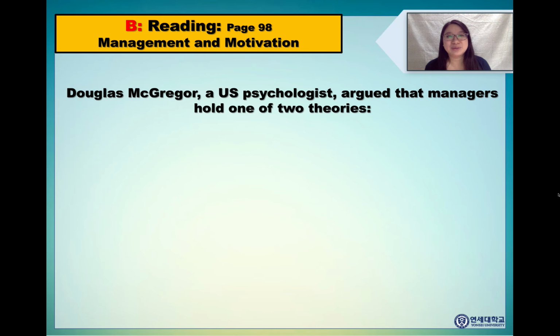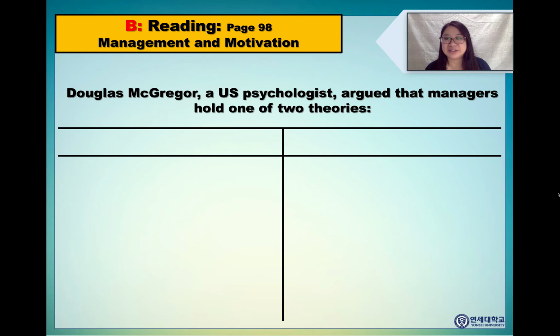Let's move on to the reading part of today's lecture. Before we read the article, you'll see two small paragraphs. Douglas McGregor, a US psychologist, argued that managers always hold one of two theories in regards to their employees. And he called these theories Theory X and Theory Y. Theory X has a sort of negative perspective on employees, whereas Theory Y has a more positive outlook about staff.